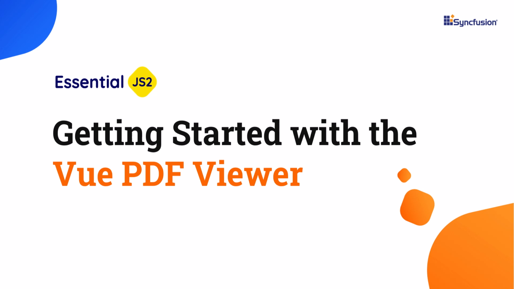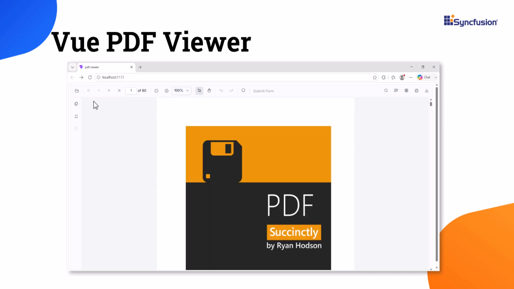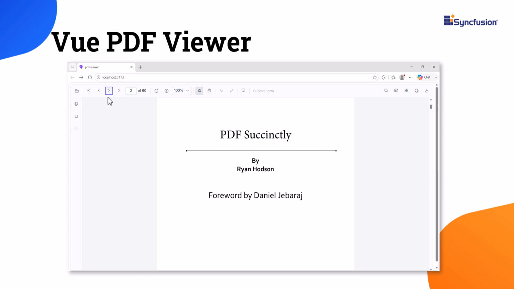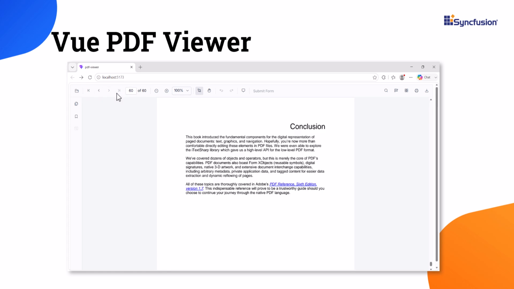Welcome to this Vue PDF Viewer component tutorial. The Vue PDF Viewer component is a lightweight modular viewer for displaying and printing PDF files in web applications. It provides core interactions such as zooming, scrolling, text search, text selection, and copying.